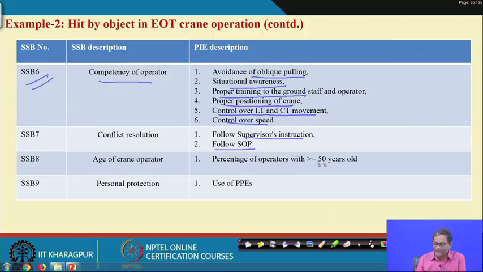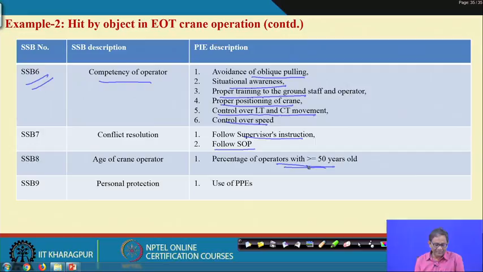Now, conflict resolution, follow supervisor instruction, follow SOP. Age of crane operator: how many old people are there, because with old people the flexibility will be less. So, it may lead to problems in terms of safety, but at the same time old people will be experienced ones also, so that may help. It's a different ball game: where the experience counts, this is better; where the flexibility counts, this is bad.